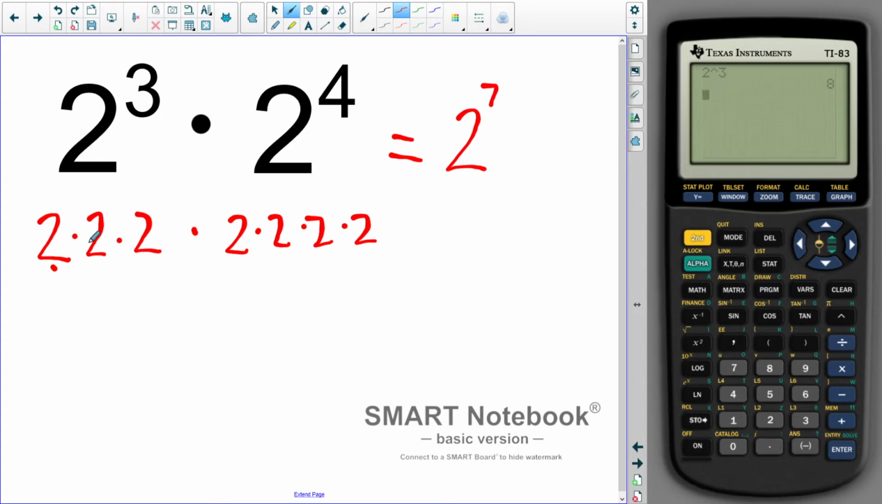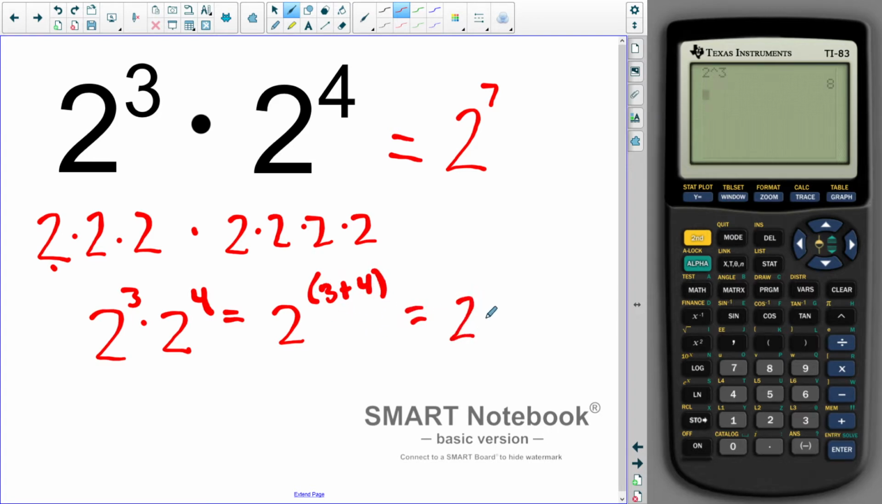This brings us to our first rule. If our bases are the same and we're multiplying exponents, we can simply add the exponents together. So we could say 2 to the third times 2 to the fourth is really the same as 2 to the 3 plus 4. We can add those exponents together. How many times will we multiply together? Well, 3 plus 4 is 7. We're multiplying 2 together 7 times: 2 to the 7th.